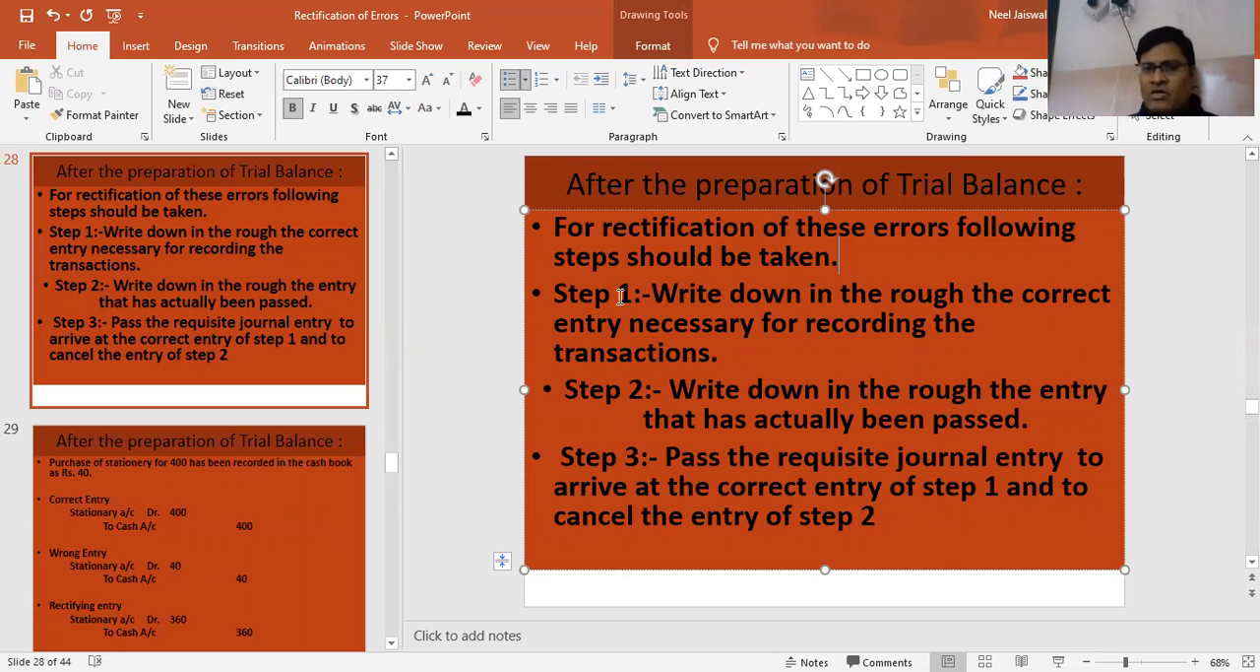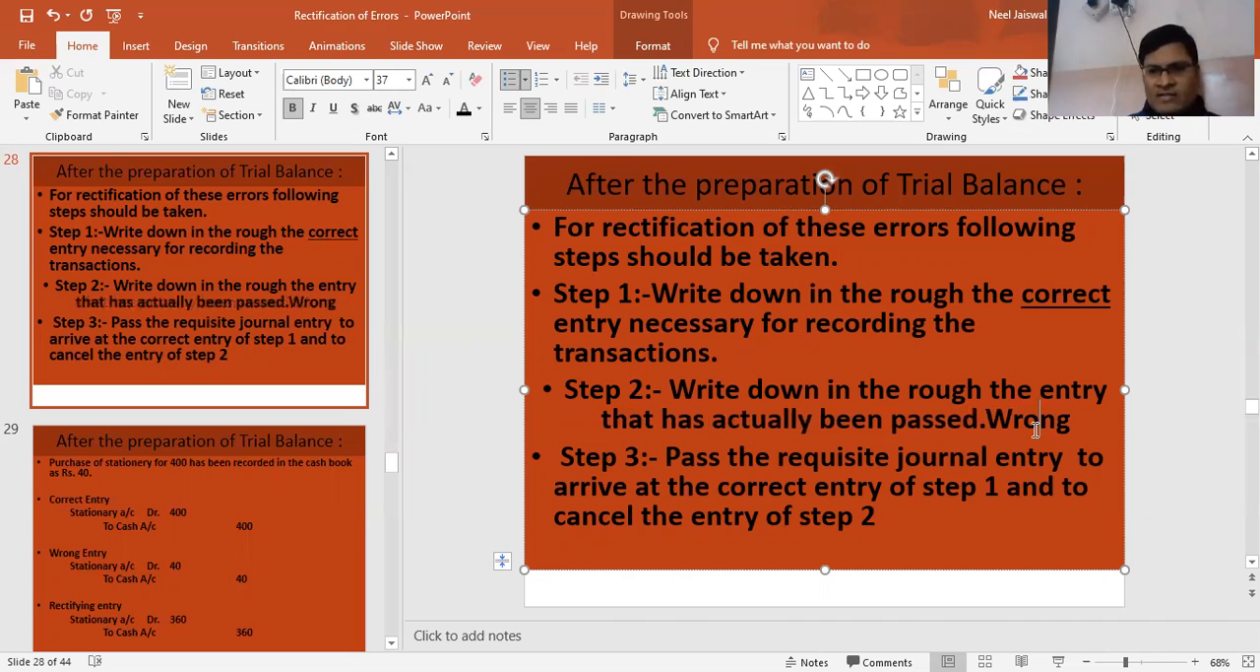To correct this, step number one is to write down in rough the correct entry to be passed. Then step two, write down in rough the entry that has actually been passed. So first you record the correct entry, then you record the wrong entry, that is what you have actually passed.